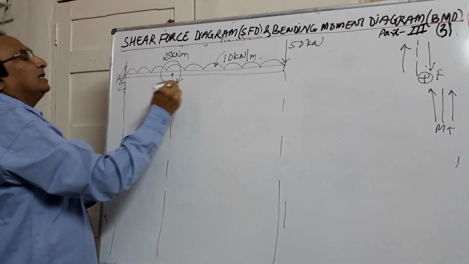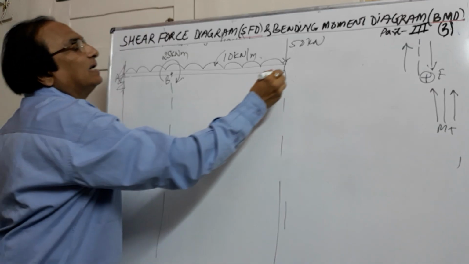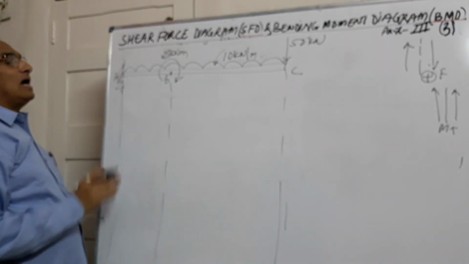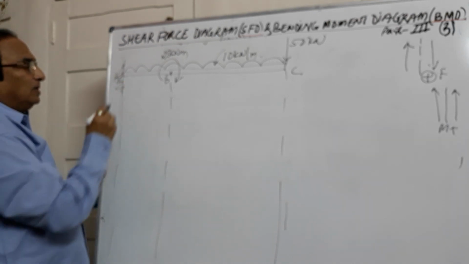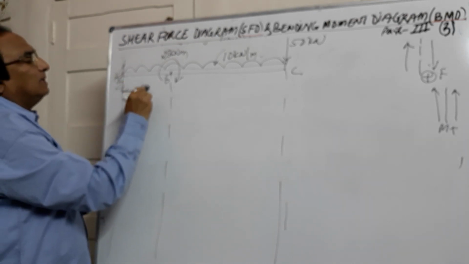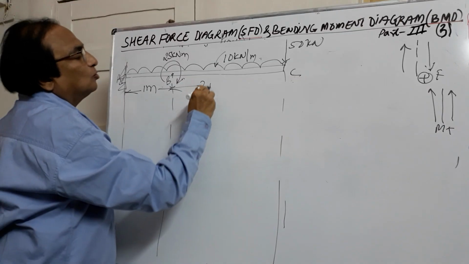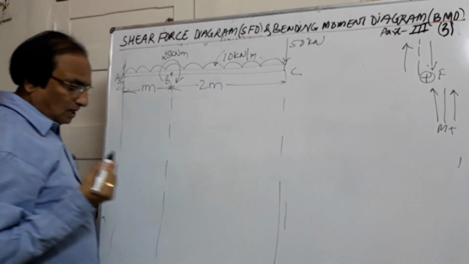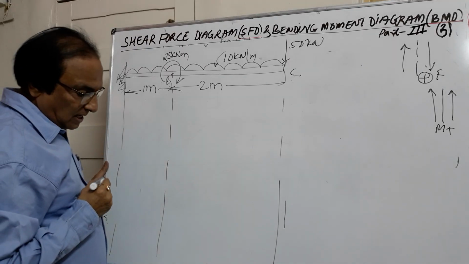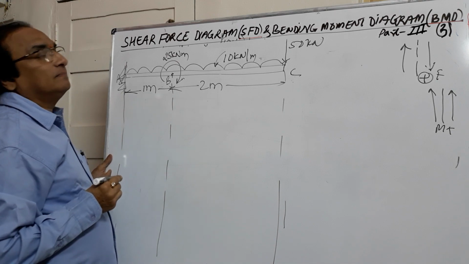If I take this as A, B and C, you can take any form of A, B, C here. I have taken A, B, C like this. Now here, suppose this distance is say 1 meter and this distance is say 2 meters. You are required to draw the shear force diagram and the bending moment diagram.